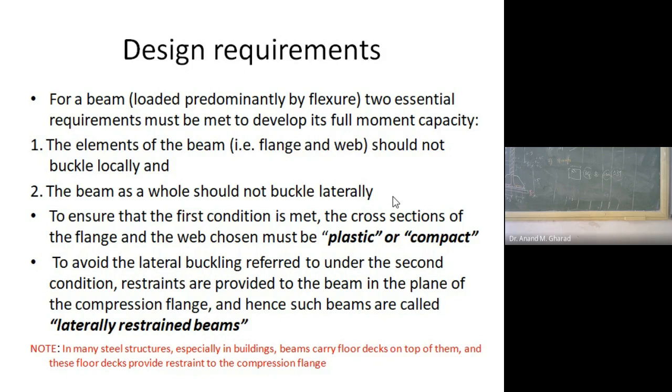Okay. Second, to avoid the lateral buckling, restraints are provided to the beams in the plane of the compression flange, and hence such beams are called laterally restrained beams. ये एग्जांपल मैं आप लोगों को देता हूं. जस्ट ये आरसीसी का एग्जांपल है, बट द बिहेवियर इज सिमिलर. ये देखो, ये कंप्लीट बीम सेक्शन है. लैटरल डायरेक्शन में देयर आर सपोर्ट्स, इफ यू कैन नोटिस. एक सपोर्ट है रूफ का स्लैब, दूसरा सपोर्ट है ये सेकेंडरी बीम्स.